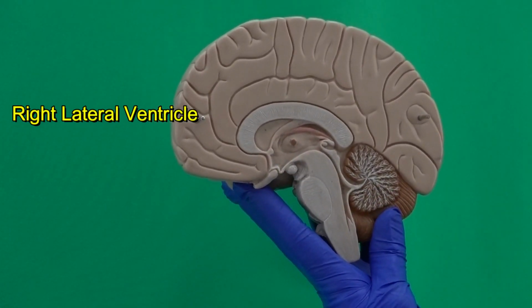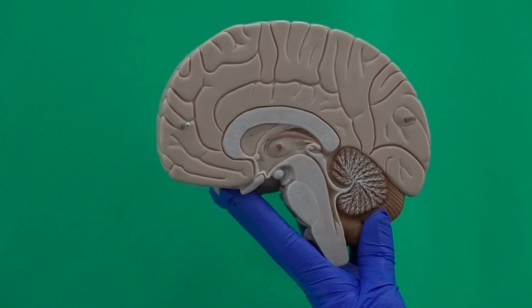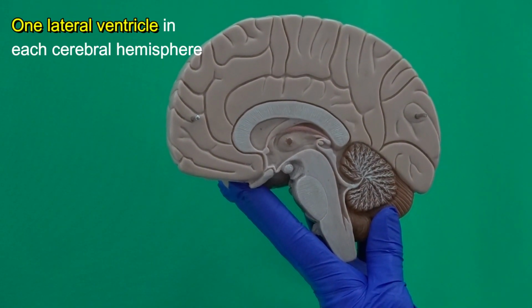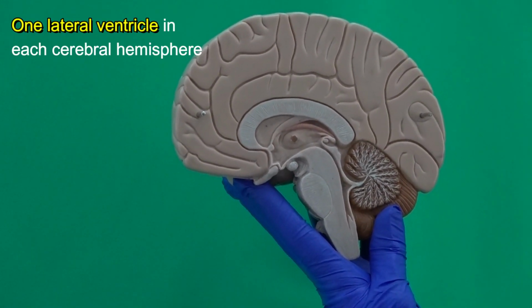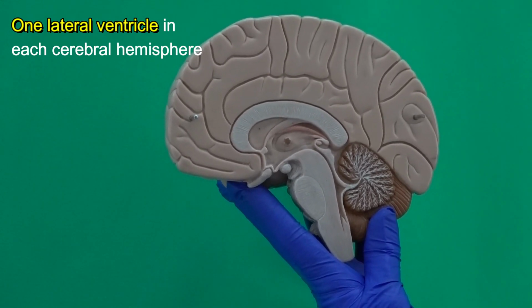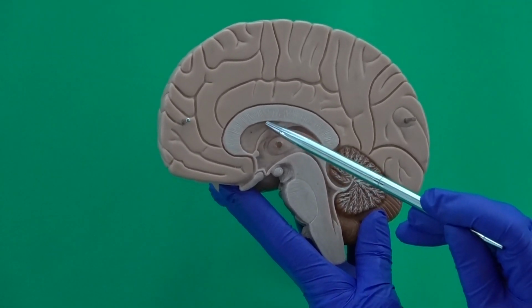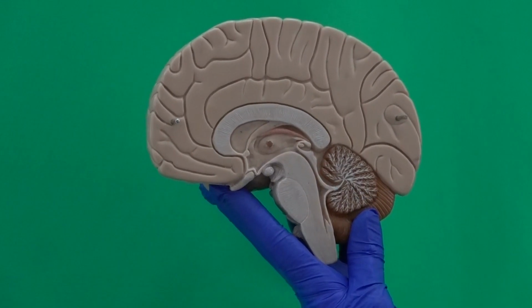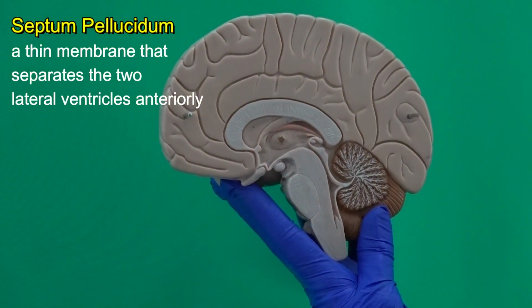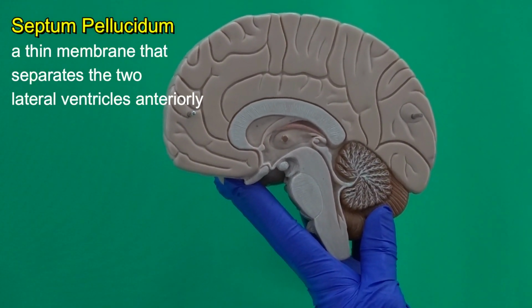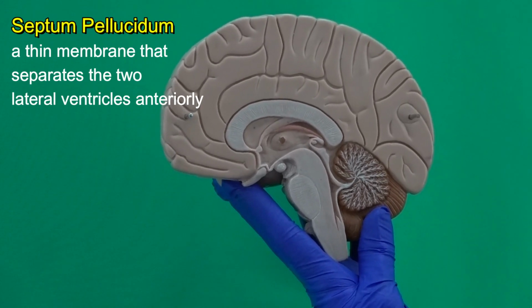Recall in brain we have 4 ventricles, and inside each cerebral hemisphere we can find one of the first 2 ventricles that we name lateral ventricles. Between the 2 ventricles we have a partition that is called septum pellucidum. It's easy to remember. Septum means wall, means partition.